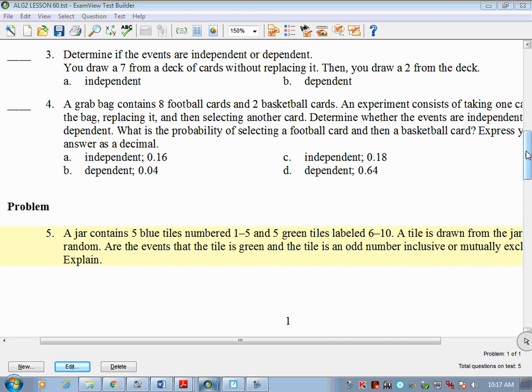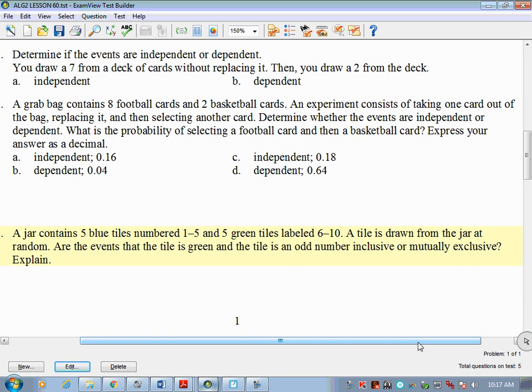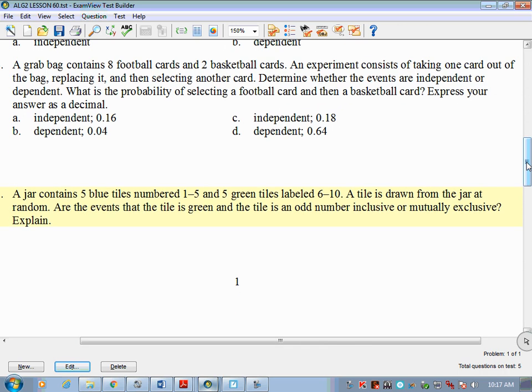Okay. All right, let's move this over a little bit. Oh, too far. Okay. All right, let's look at this question here.